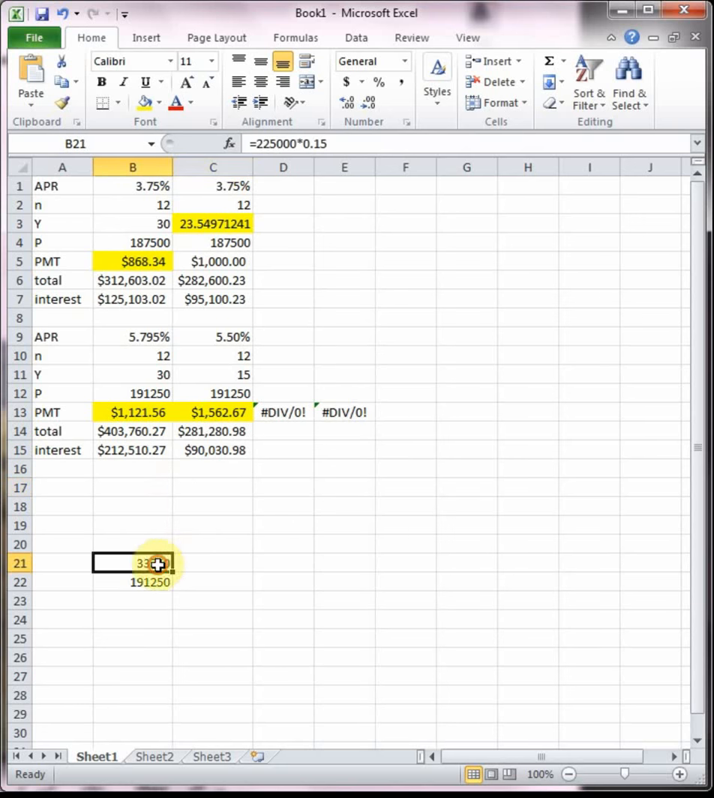And then we do have to keep in mind she's already paid this $33,750 up front. That was her down payment. So these numbers are how much she's paying on the loan and how much she's paying on the interest to pay off the loan.